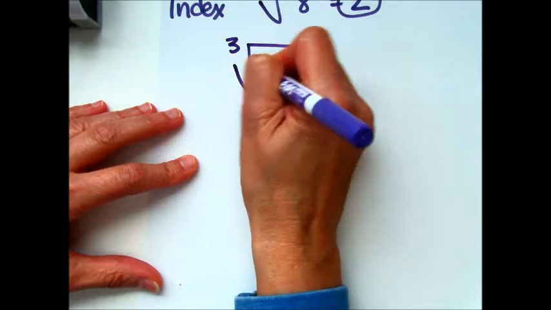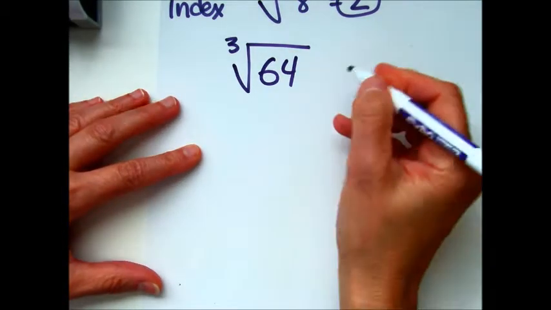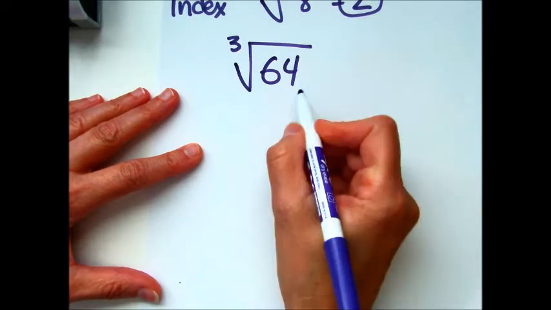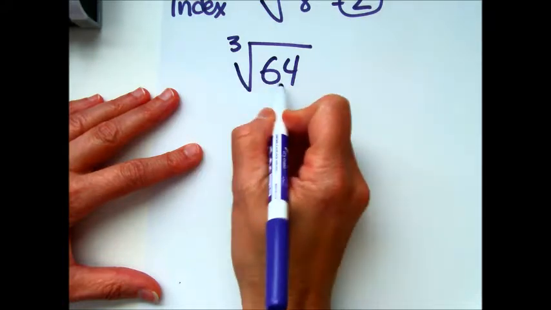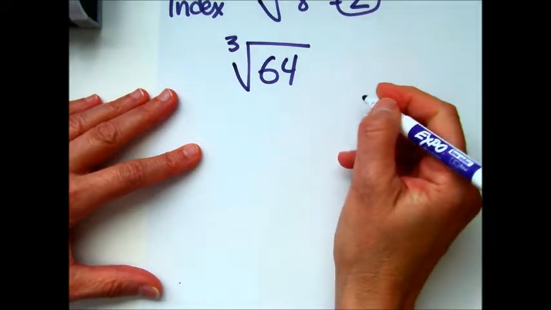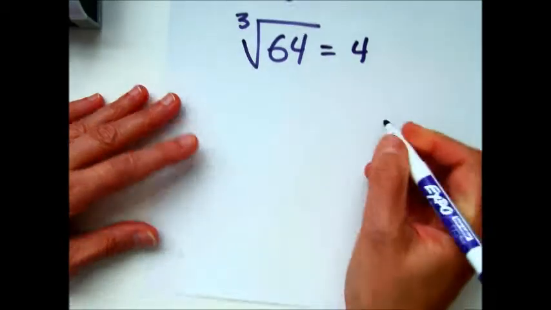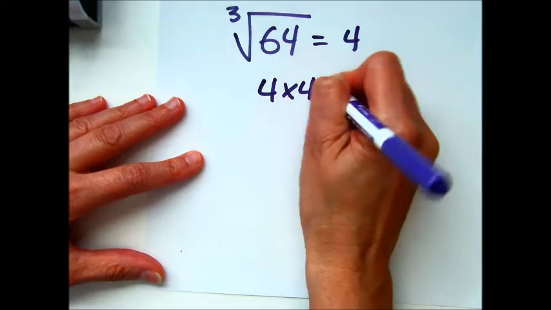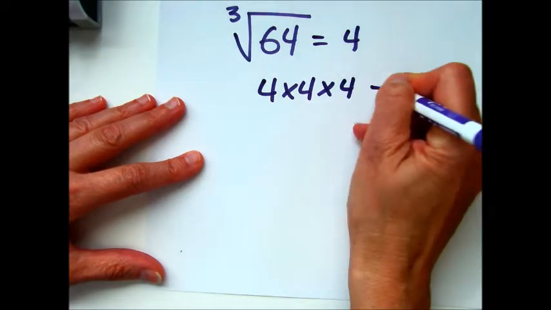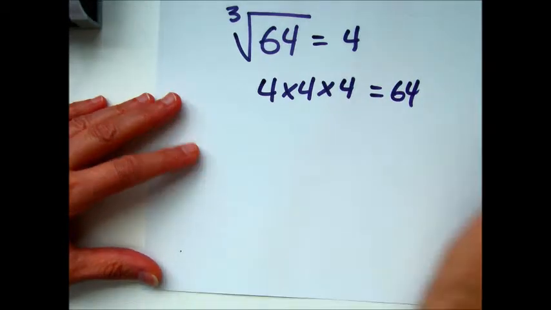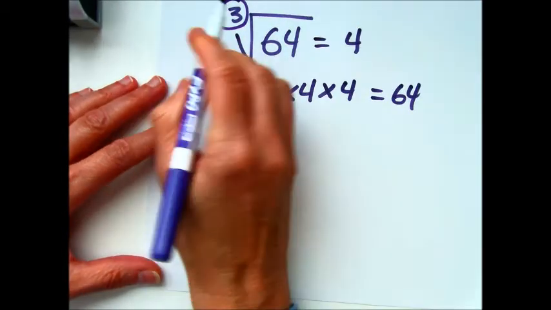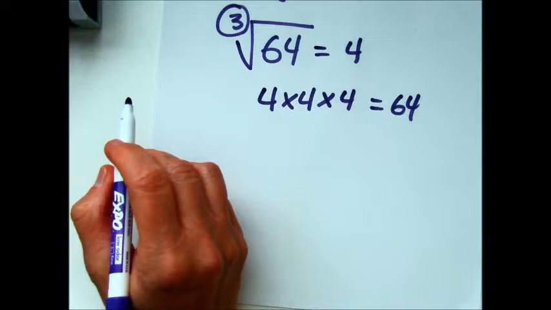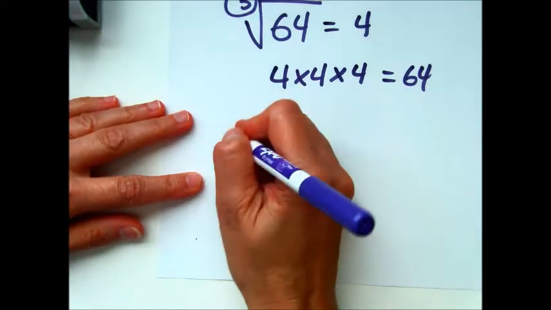Let's go 64. Okay, so again, we're looking for a number or a base that when we multiply it 3 times, we're going to get 64. Now, if you guess 4, you're correct. And to check that, 4 times 4 is 16. 16 times 4 is 64. Now, the square root and the cube root are probably the most common that you're going to see. There are others that you might come across, and I'll just do one.